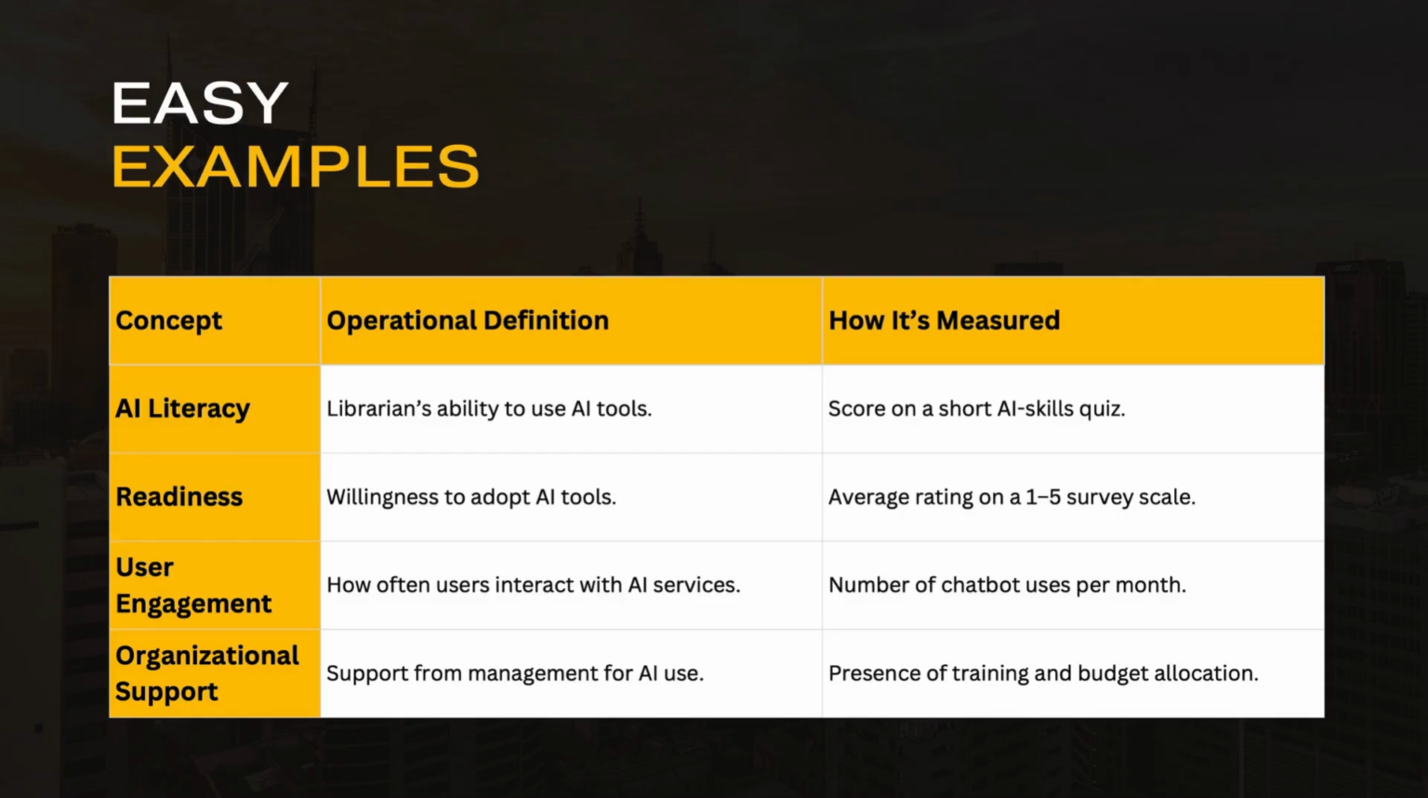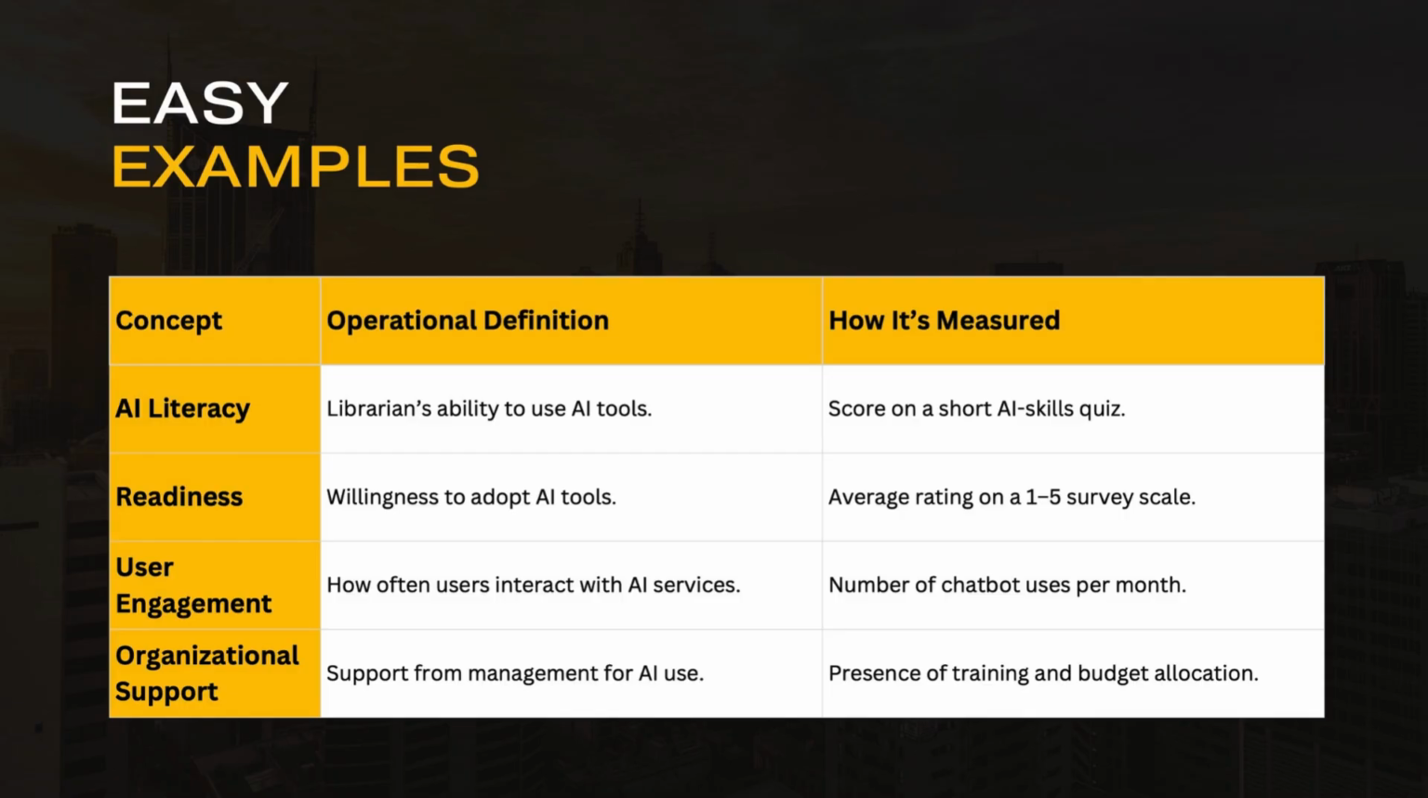Let's look at some easy examples of operational definitions to see how abstract ideas can be turned into things we can actually measure. First, the concept of AI literacy. Here, it's defined as a librarian's ability to use AI tools. To measure it, you could give a short AI skills quiz and score each participant. This makes a general idea like literacy concrete and measurable. Next, we have readiness. In this context, readiness means the willingness to adopt AI tools. You could measure it using a survey scale from 1 to 5, where 1 means not ready and 5 means very ready. Simple, consistent, and easy to interpret.